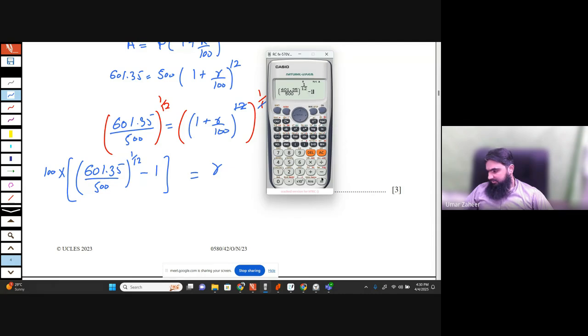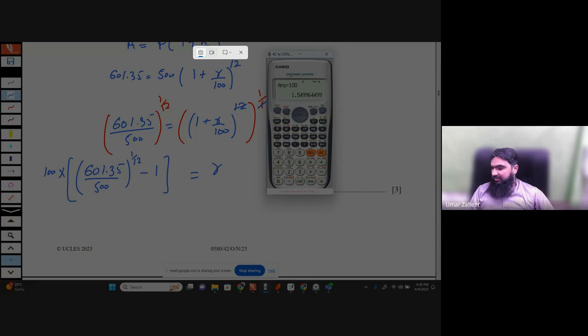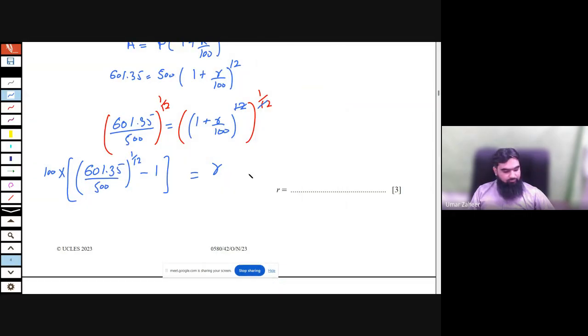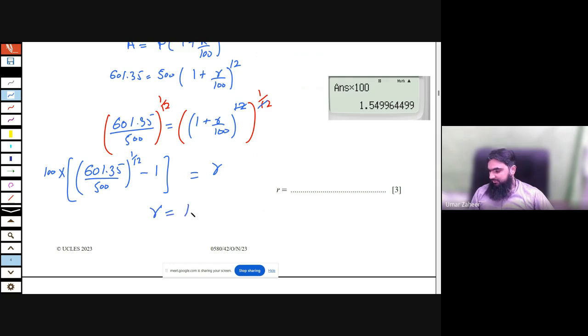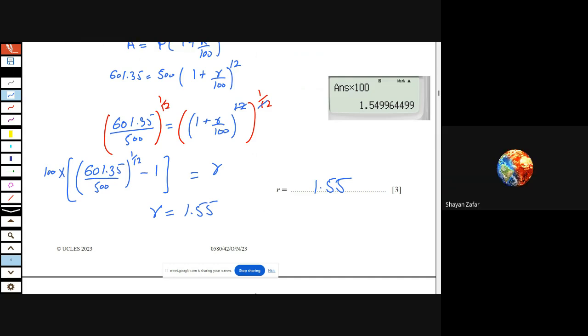minus 1, and the whole value will be multiplied by 100. It is 1.5499. Obviously, if it is 1.5499, you have to round off up to 3 significant figures, so it is 1.55. If you write 1.56, that's the wrong answer. You are going to lose 1 mark. Yes, everyone, any question? No, sir. All right.